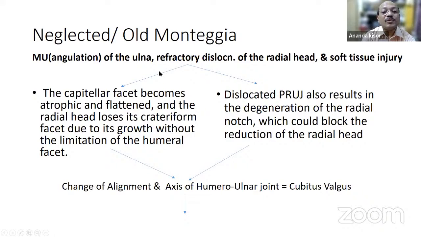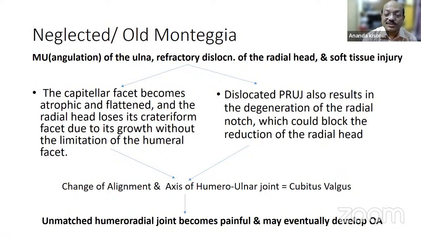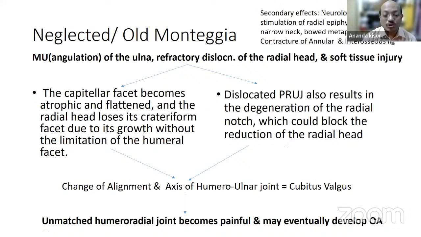So this is a malunited Monteggia. There is a refractory dislocation, and there is soft tissue injury. So the capitular facet becomes atrophied and flattened. As you can see in this case, the radial head loses its spheroidal facet due to growth without the limitation of the humeral facet, and the dislocated PRUJ also results in degeneration of the radial notch, which could block the reduction in future. Ultimately, that leads to change of the alignment and axis of the humeroulnar joint, leading to cubitus varus. That is the explanation for why cubitus varus develops. And this unmatched humeroradial joint becomes painful and eventually develops osteoarthrosis.